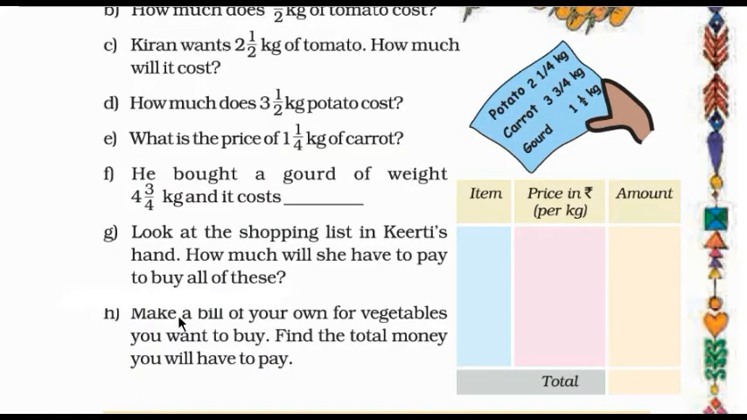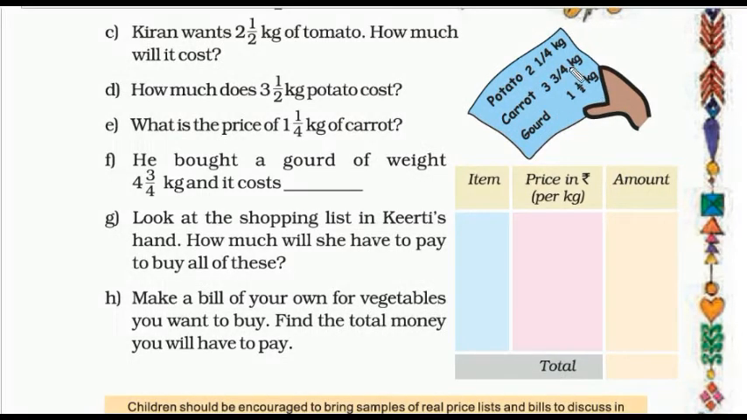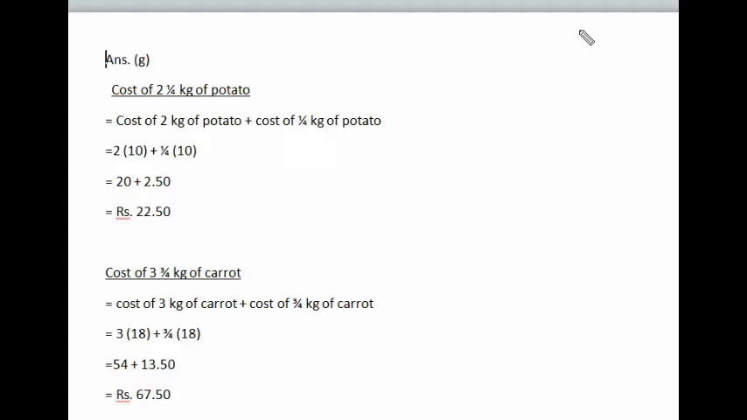Now look at the shopping list in Kirti's hand. How much will she have to pay to buy all of this? Here is Kirti's hand and here the shopping list in Kirti's hand is shown. Here potato 2 and 1/4 kg, carrot 3 and 3/4 kg, gourd 1.5 kg. Let's find out the amount Kirti will have to pay.